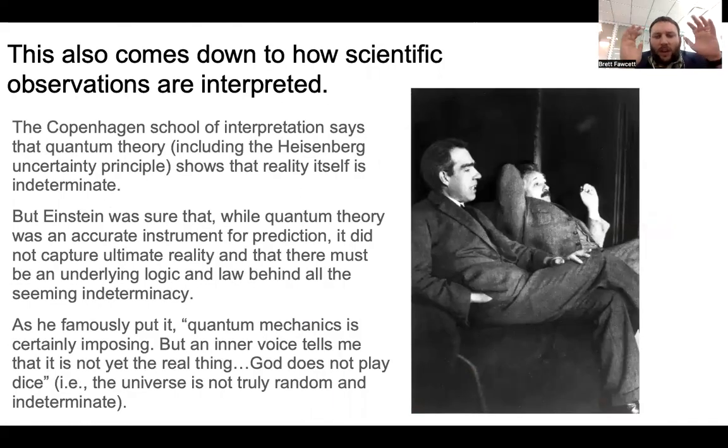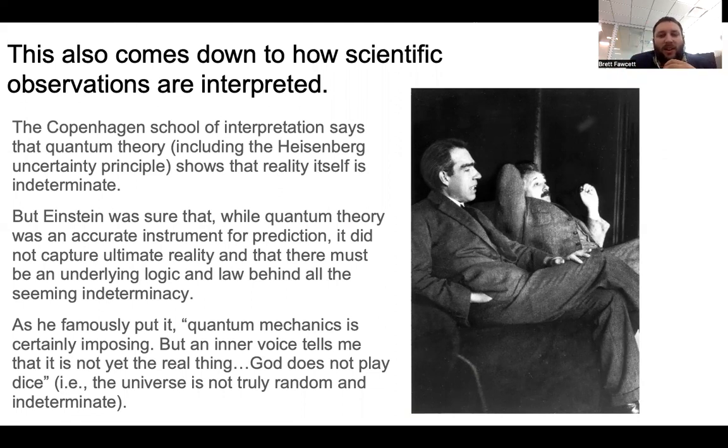It also comes down to how you interpret your scientific evidence, right? So the Copenhagen School of Interpretation says that quantum theory, including the Heisenberg uncertainty principle, shows that reality itself is indeterminate, or there's an indeterminism, right? There's like an actual imprecision in the universe itself. I know Einstein, though, was sure that quantum theory might be an accurate instrument for prediction, but it didn't capture ultimate reality. It might seem like there's uncertainty and indeterminism in the universe, but beneath that, in the actual reality of the universe, there was determinism, right? There was law, there was order, and there was logic.